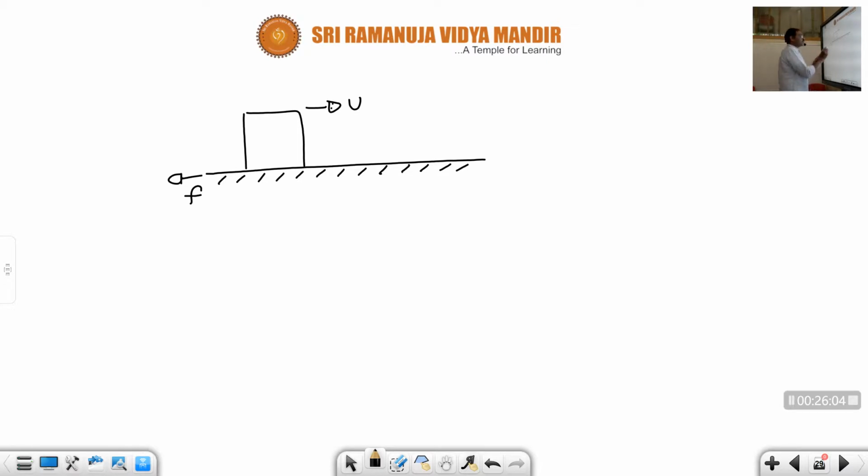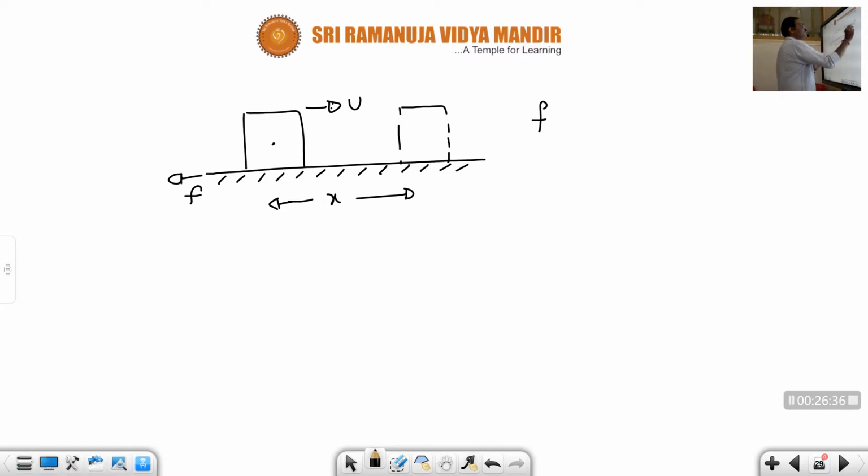Due to the frictional force, by traveling some distance x, it gets stopped. The velocity becomes 0. Here this is the situation, because of the force of friction. What is the retardation? The friction causes the retardation. Therefore the velocity decreases and becomes 0.